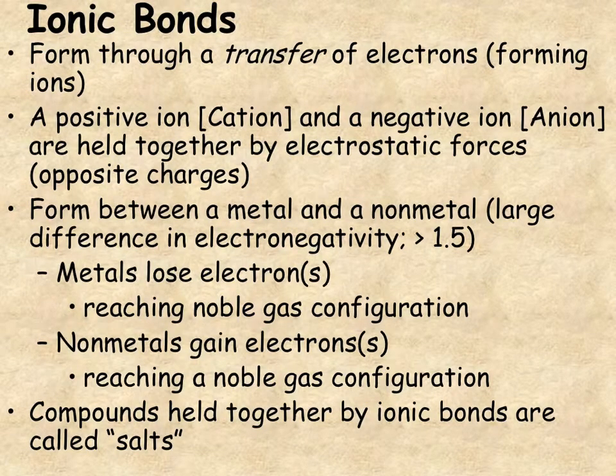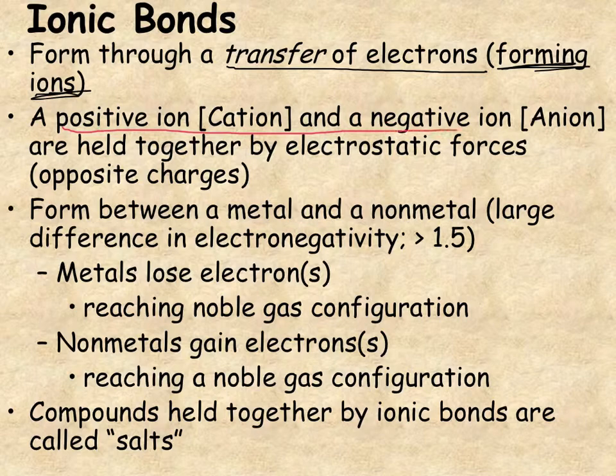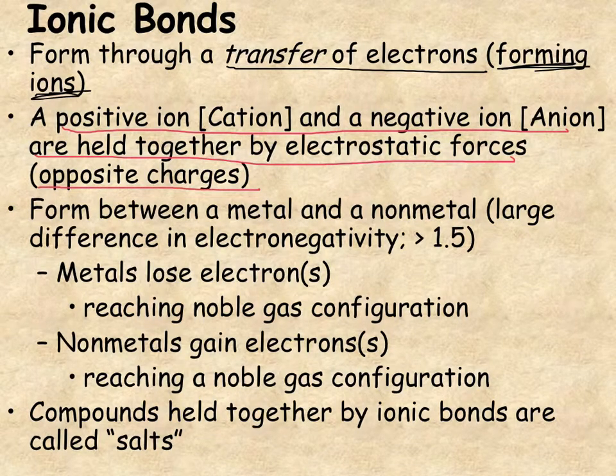Our first type of bond that we're talking about in this tutorial is an ionic bond. And ionic bonds are formed through a transfer of electrons from one atom to another. And therefore we are forming ions. A positive ion, a cation, and a negative ion are formed and then are held together by electrostatic forces. So basically they're opposite charges, they attract each other.